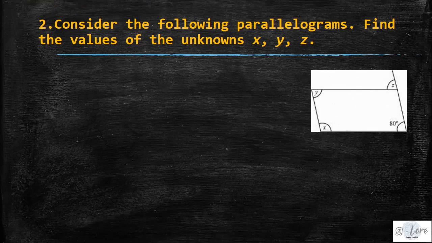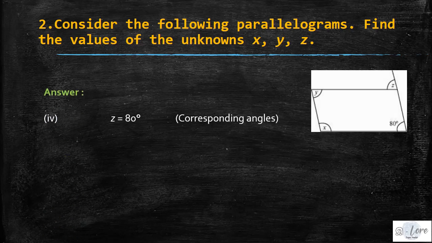By seeing it, you can get very clearly, we can use linear pair or we can use corresponding angles. Yes, z is equal to the corresponding angle, z is equal to 80 degrees. Similarly, y is the opposite angle of 80, so we can say y is equal to 80 degrees, the opposite angle of a parallelogram. And we can apply the adjacent angle property.